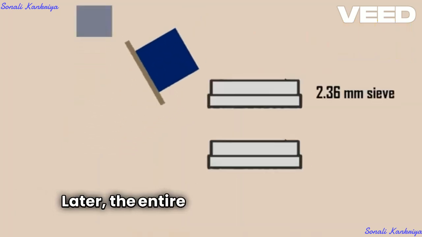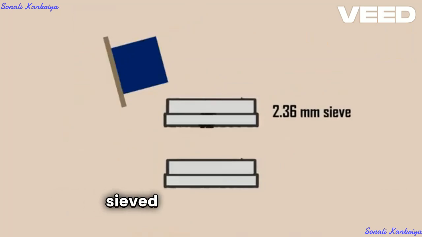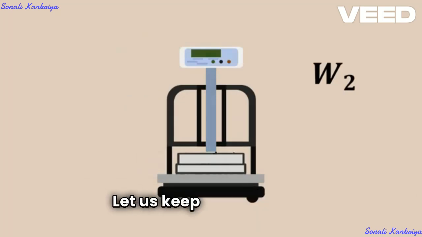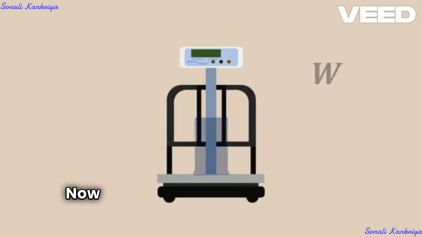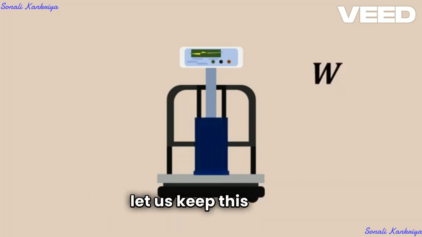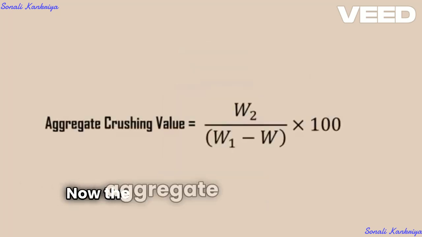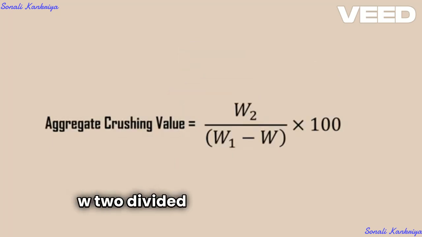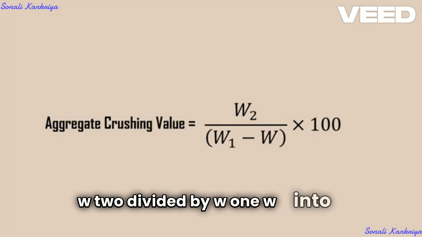Later, the entire setup is removed and sieved on a 2.36 mm sieve. The fraction passing through the sieve is weighed. Let us keep this as W2. Now, finally, weigh the empty cylindrical measure. Let us keep this as W. Now, the aggregate crushing value is obtained by the equation W2 divided by (W1 minus W), multiplied by 100.